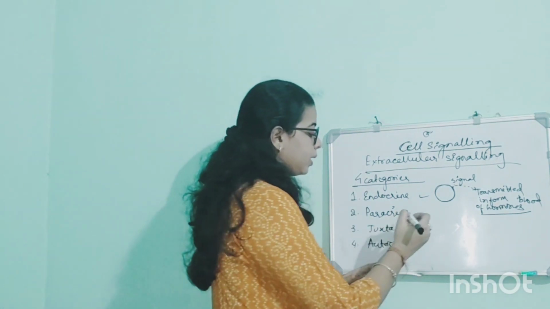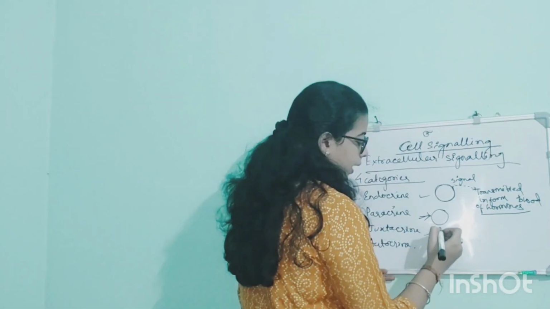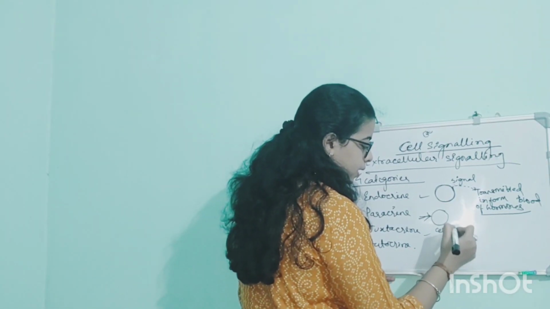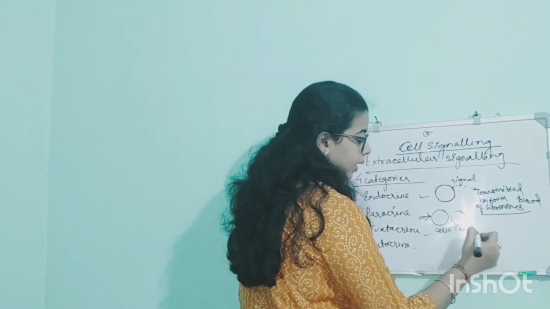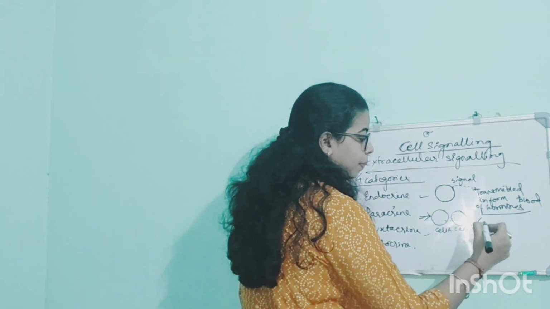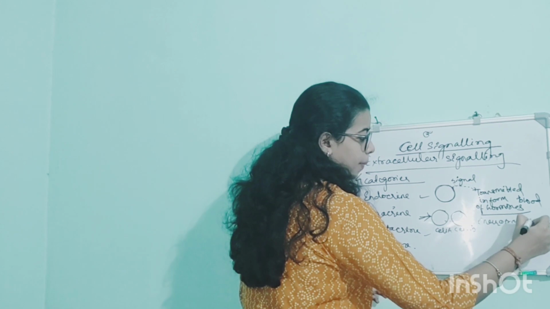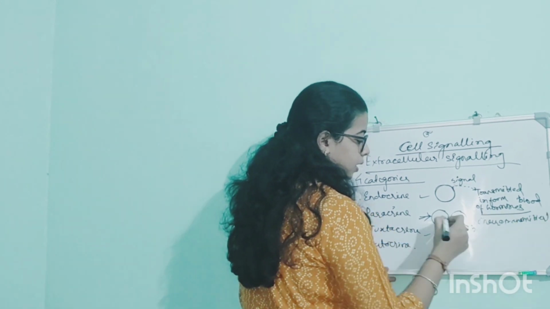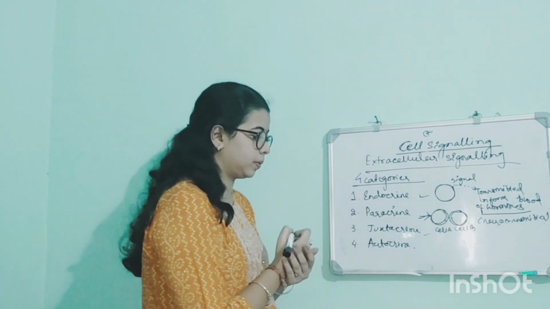Paracrine signaling is based on proximity. If cell A is present here, then cell B must be present very close to cell A. Then only the signaling will occur. The example is the neurotransmitter. This happens in the case of neurotransmitters, where the cells are present in very close proximity with each other.